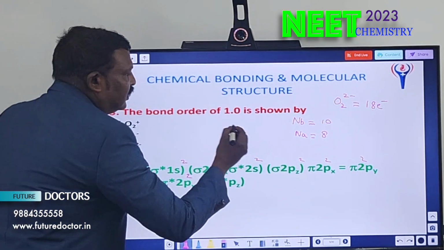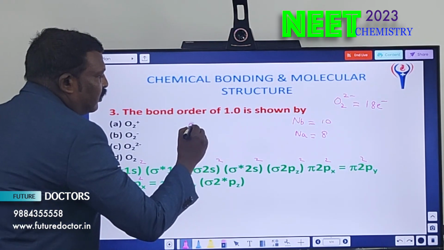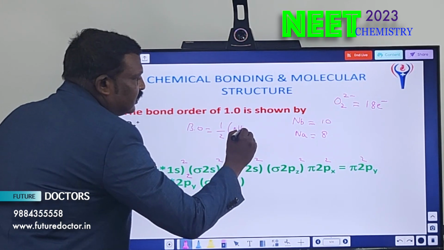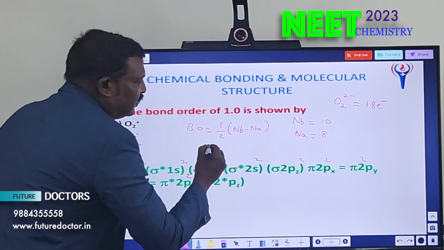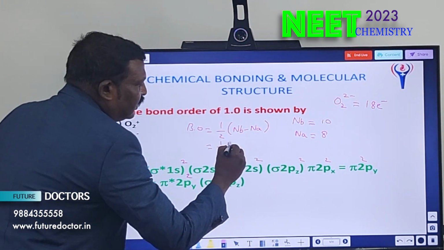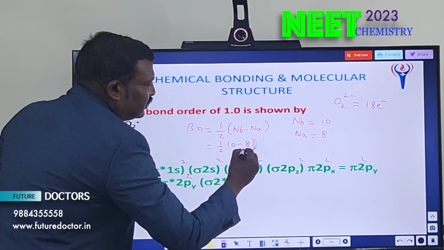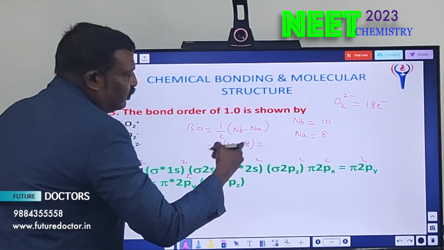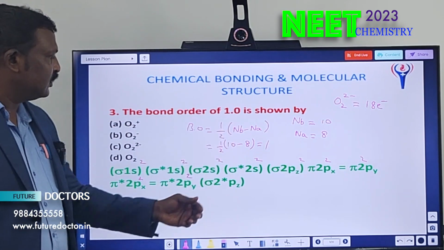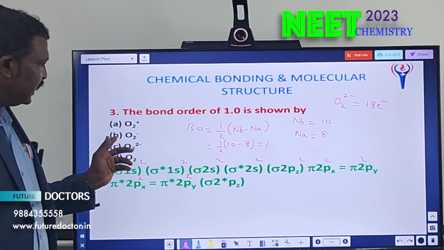Understood? So what's the formula for bond order? Bond order is equal to, as usual, 1 by 2 (Nb minus Na). Okay, you just substitute the value. So 1 by 2, Nb is 10 minus 8. That's all, simple. 2 by 2, the answer will be 1. So they're asking which molecule has 1.0. So I found out the answer correctly.